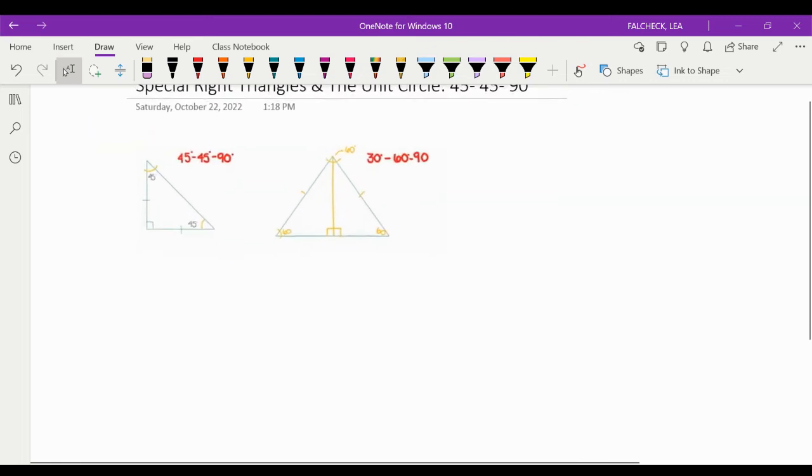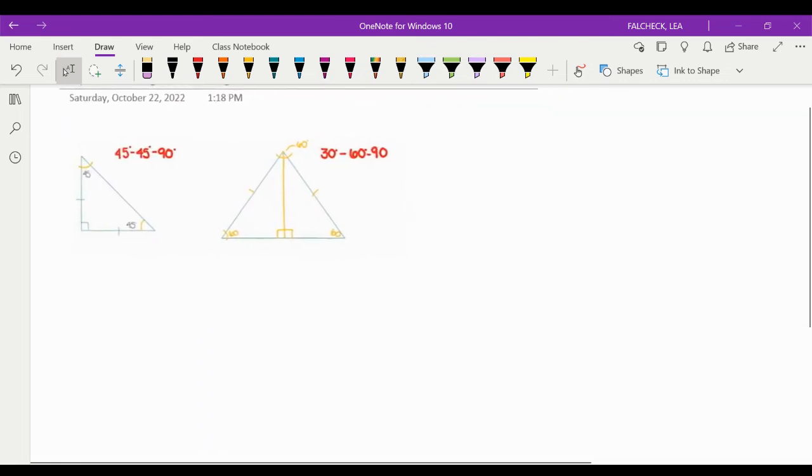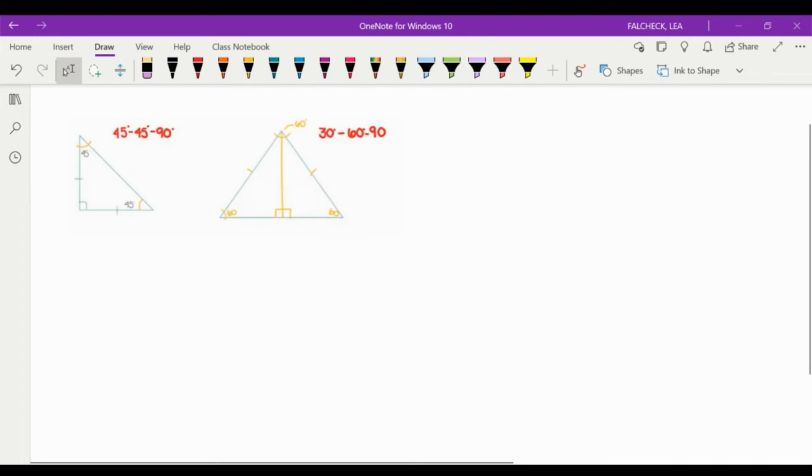Hello. So here you will see two special right triangles that should be jogging your memory from geometry. Today we will be connecting these right triangles to the unit circle. Let's do a quick little recap, even though these were already covered in geometry. This video is going to be focusing on the 45, 45, 90 triangle.